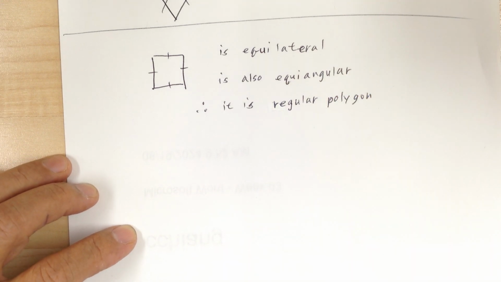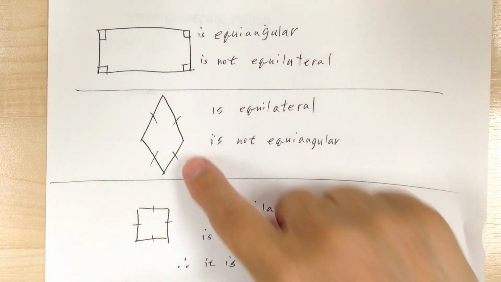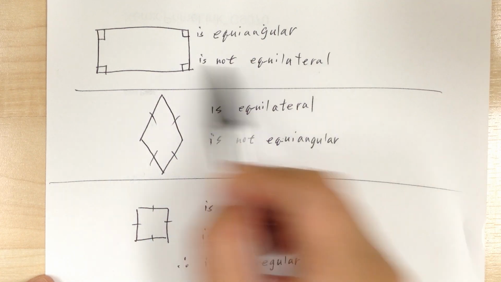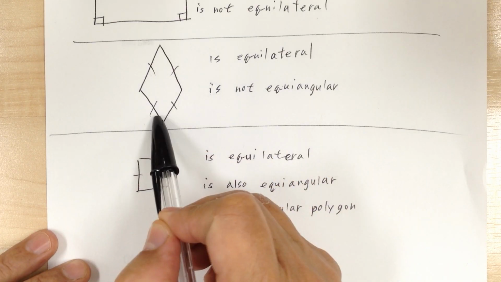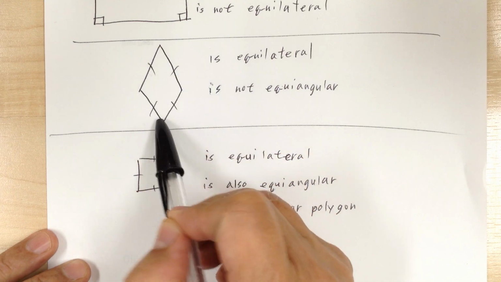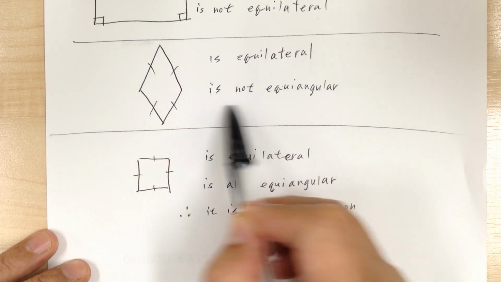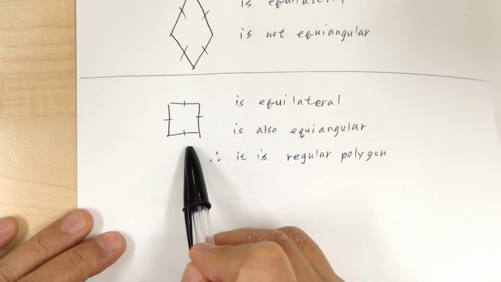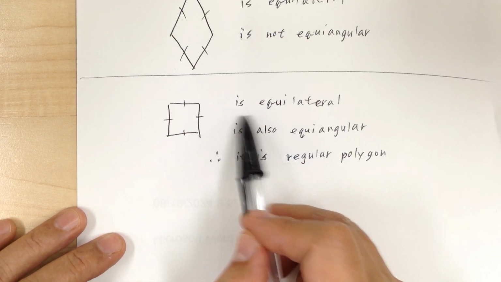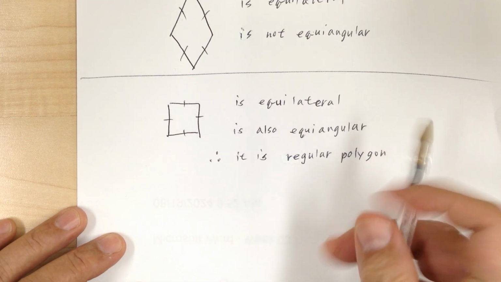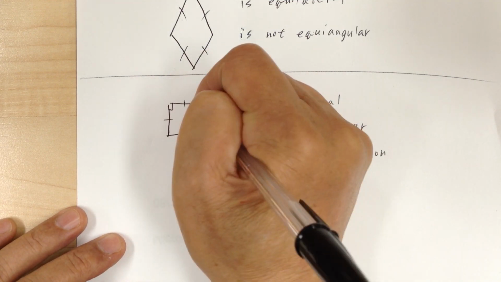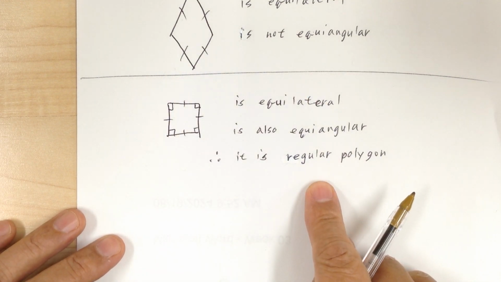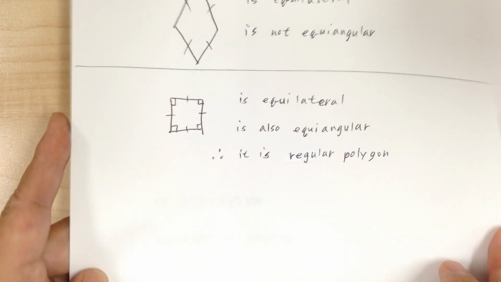Okay? So you can see the difference between the three. This one is equiangular, all angles are equal, but it's not equilateral. The sides are not equal. The rhombus is equilateral, all four sides are equal, but the angles are not equal, so it's not equiangular. Now when you combine this together, when you have a square, it is equilateral, all sides are equal, and also equiangular. And therefore it's a regular polygon.